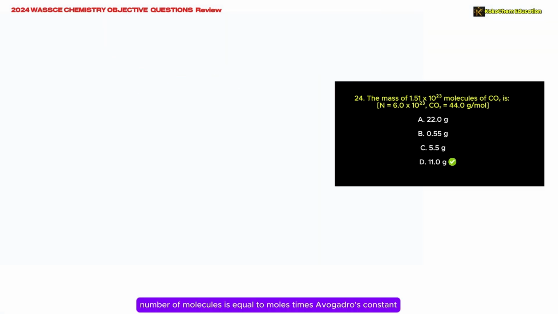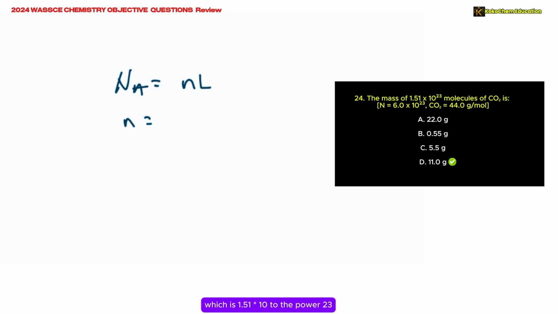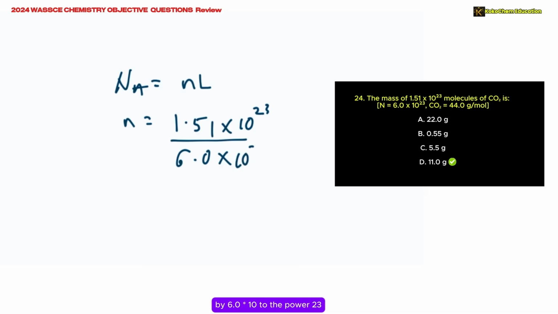Explanation. Number of molecules is equal to moles times Avogadro's constant. So to find the moles, we will divide number of molecules, which is 1.51 times 10 to the power 23 by 6.0 times 10 to the power 23.